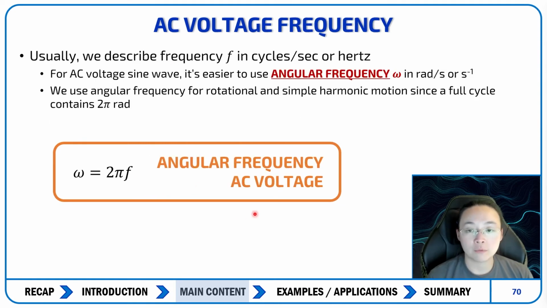Now for an AC voltage frequency, usually we describe frequency f in terms of cycles per second or hertz. For an AC voltage, because it's sinusoidal, we want to take a look at the angular frequency omega in radians per second, or 1 over s. So we use angular frequency for rotational and simple harmonic motion since a full cycle contains 2 pi rad. So we end up with an equation here, which you've probably seen many times before, omega equals 2 pi f. And that's the angular frequency for AC voltage.